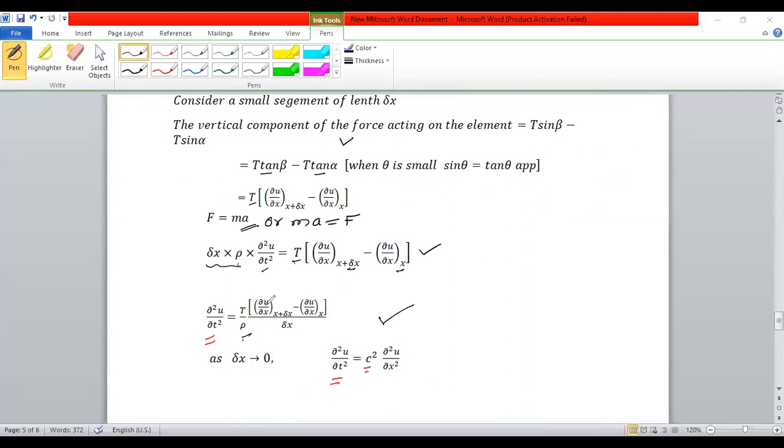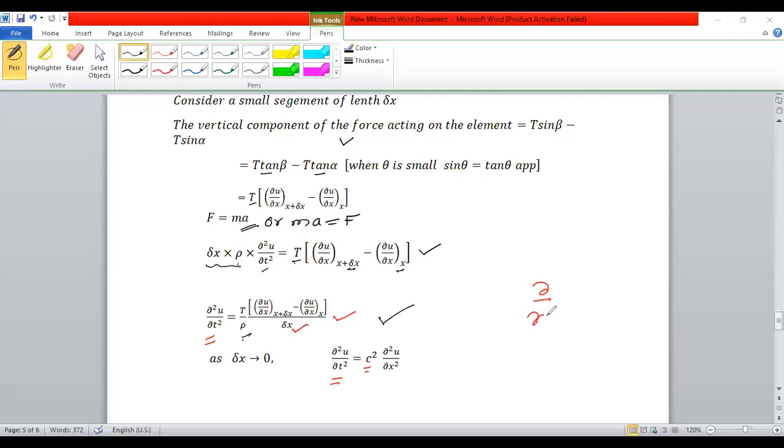Limit delta x tends to 0, del u by del x at x plus delta x minus del u by del x at x, whole divided by delta x. What is this limit actually? Last class I told you. What is this limit? Yes, differentiability. Differentiability of what? Differentiability of del u by del x, with respect to x. Yes, this is differentiability of del u by del x with respect to x.